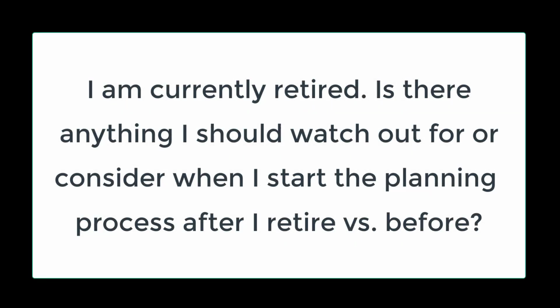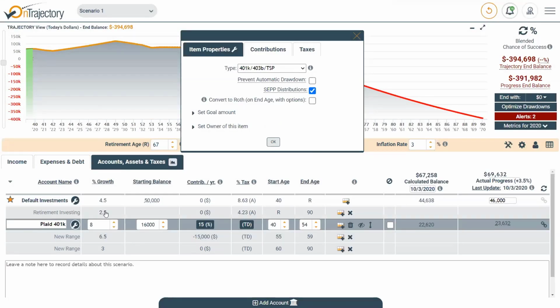I'm currently retired. Is there anything I should watch out for or consider when I start the planning process after versus before? Typically, people will take more conservative positions after their retirement. So we do set that up. I would encourage you, if you've modeled your own accounts, to do the same. Have a more conservative range after retirement.